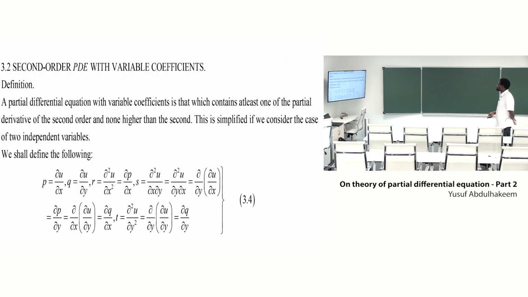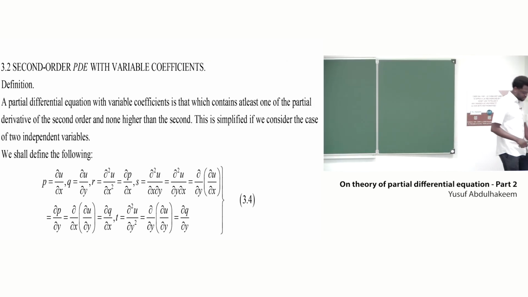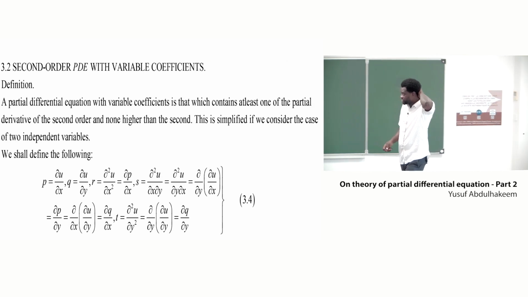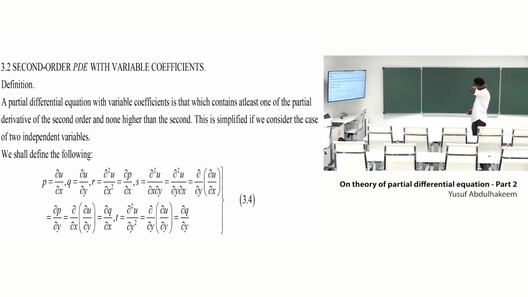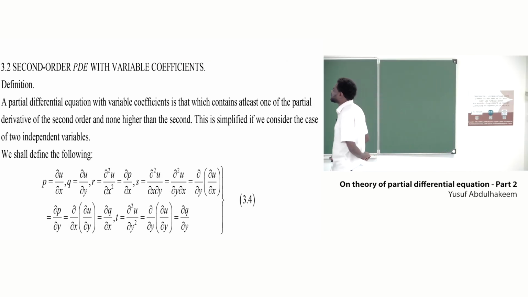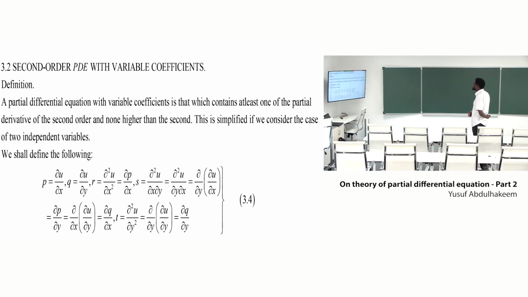Second order PDE with variable coefficient. Now let us look at it. What happens if these PDEs were of this form? What do we do? Second order PDE with variable coefficient definition. A partial differential equation with variable coefficient is that which contains at least one of the partial derivatives of the second order and none higher than the second. This is simplified if we consider the case of two independent variables, and we shall define the following as this.